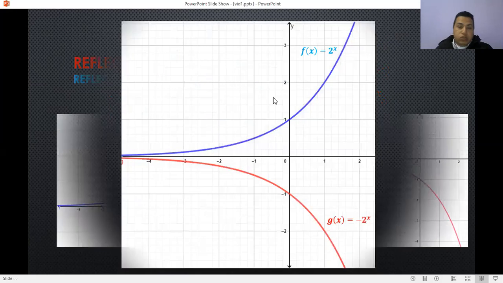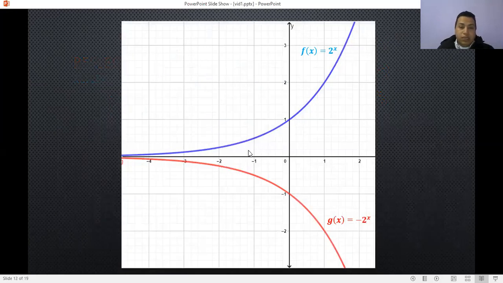If we draw the two functions in one graph like this, this is 2 to the power x, and this is -2 to the power x. Changing the sign opposite to the base makes a reflection in the asymptote line, and this distance is the same as this distance. The distance between any point here and the x-axis is the same as the distance between that x-axis and this curve.